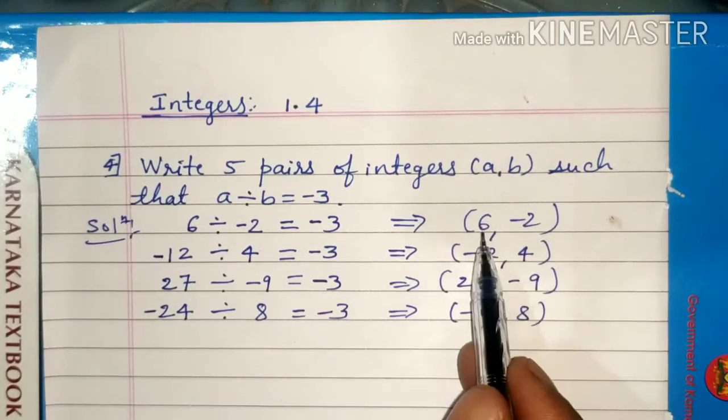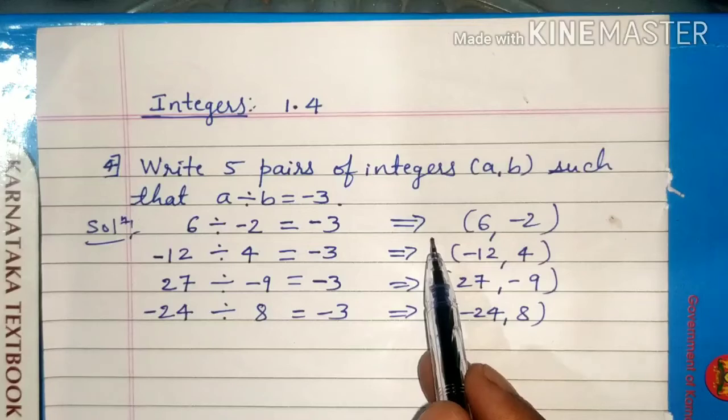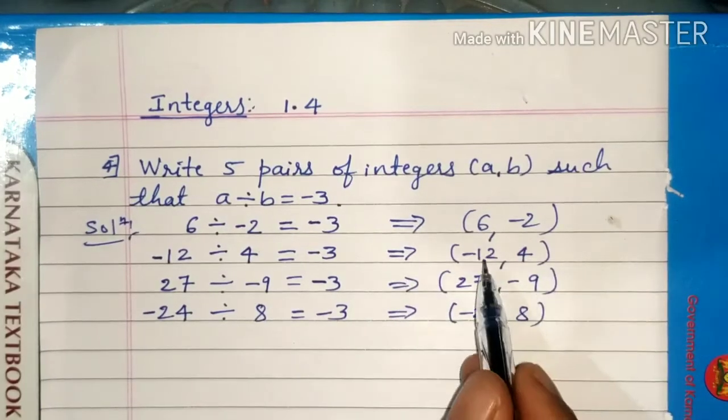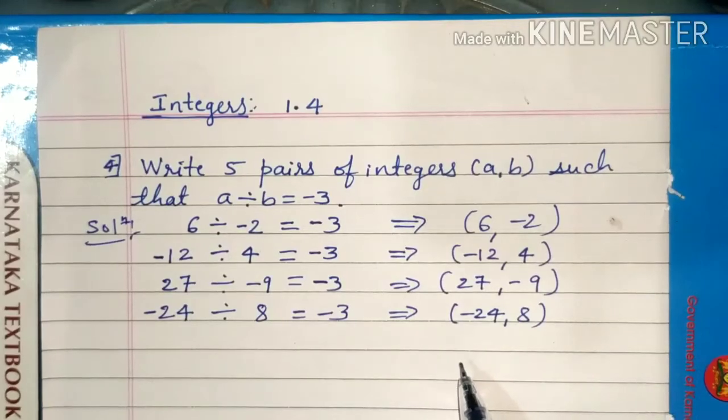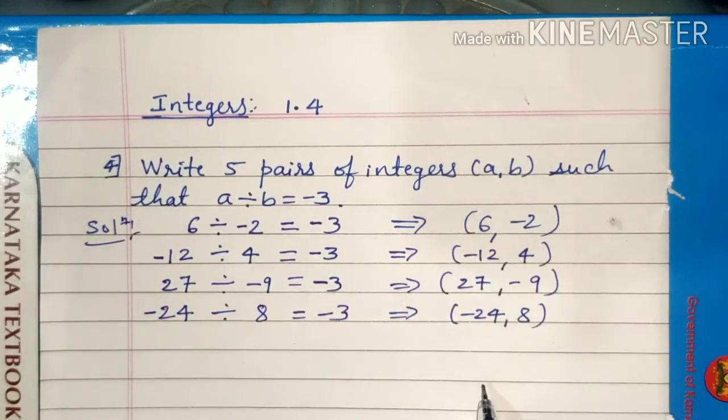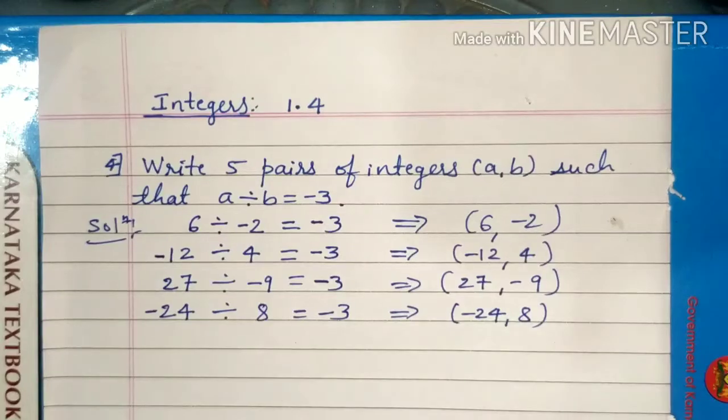So this example is already given in your exercise in your book. So that is 1, 2, 3, and 2 more examples you find. So write all these 5 examples in your notes.